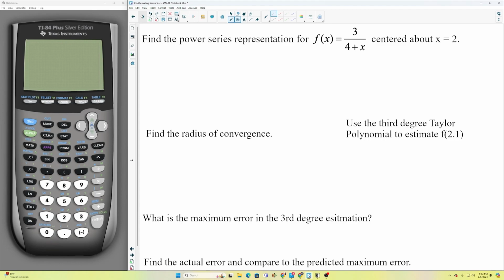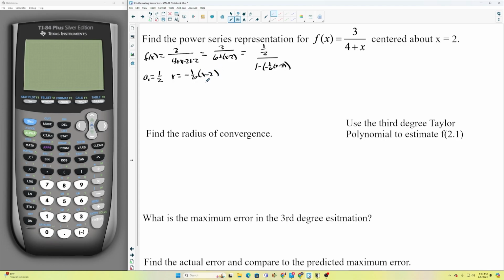Find the power series representation for 3 over 4 plus x centered about x equals 2. Well, f of x is equal to 3 over 4 plus (x minus 2) plus 2, and that's 3 over 6 plus (x minus 2). So we have it centered at 2. Now we need that to be a 1. So 1/2 over 1 minus negative 1/6 times (x minus 2). So now a sub 1 is equal to 1/2, and the r is equal to negative 1/6 (x minus 2).